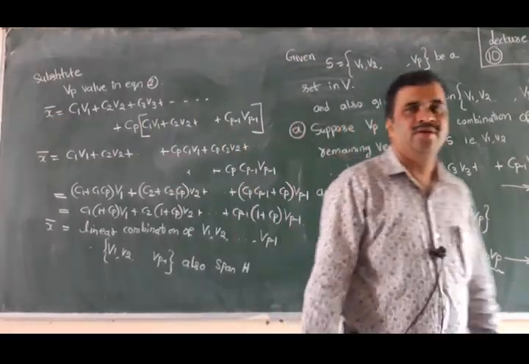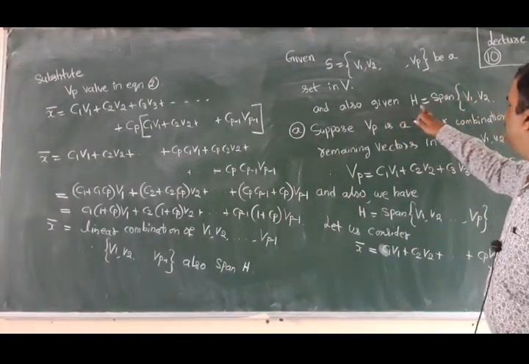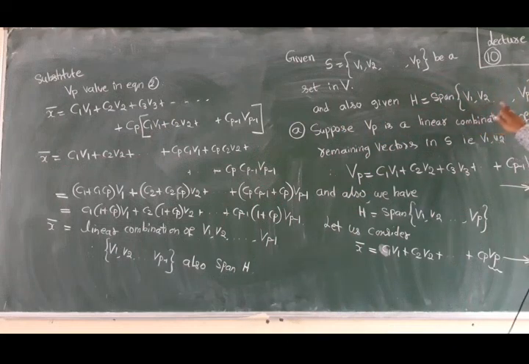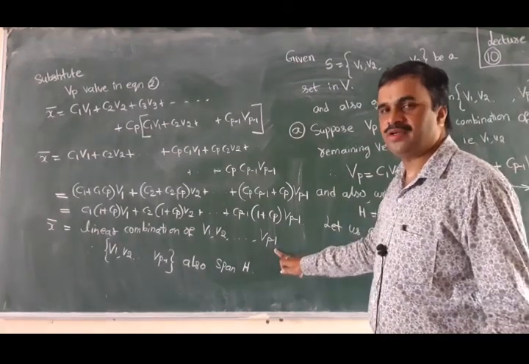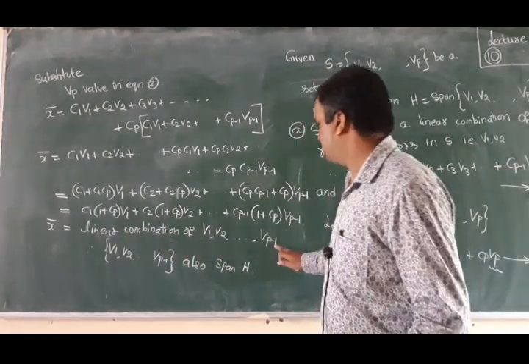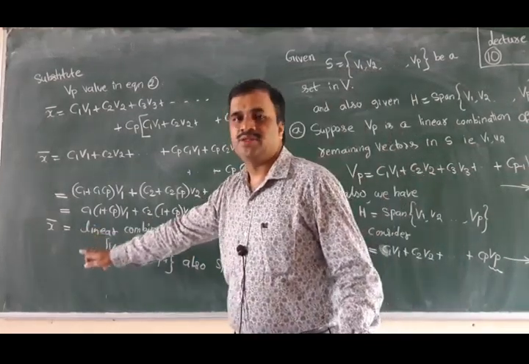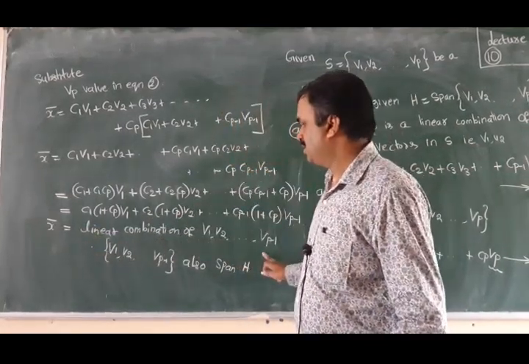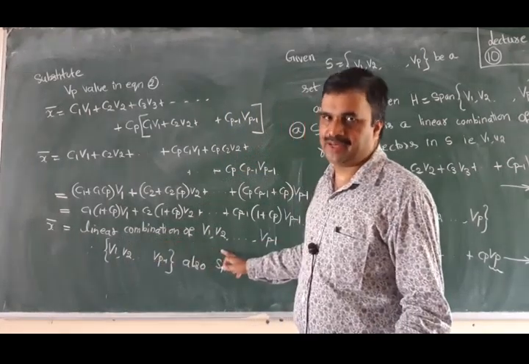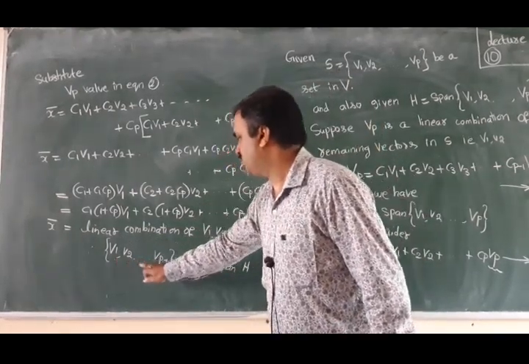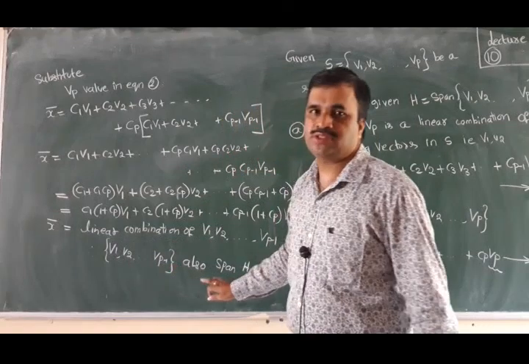It is already given that H is equal to the span of v1, v2, and so on up to vp. If we remove one vector, it is again a span; we have to prove that. Yes, we got p minus 1 vectors, and again x bar is a linear combination of v1, v2, and so on up to v p minus 1. So I can say it is the linear span, nothing but span. So v1, v2, and so on up to v p minus 1 also span H.